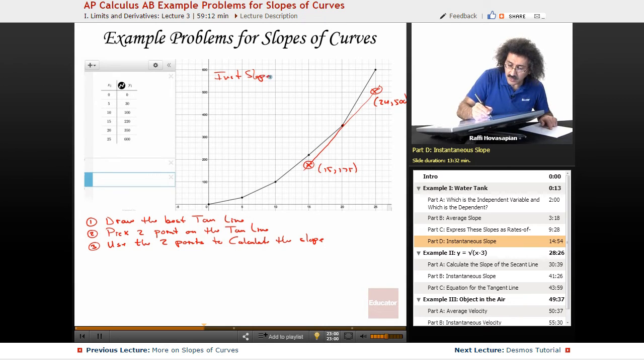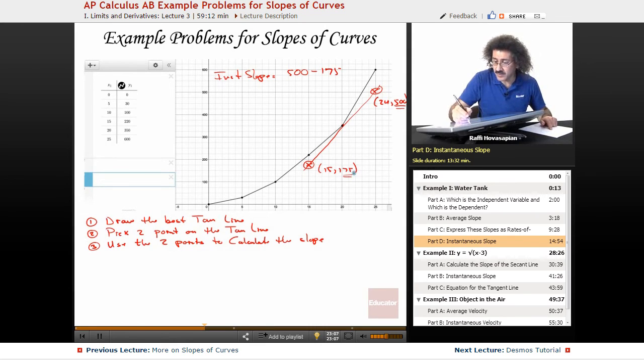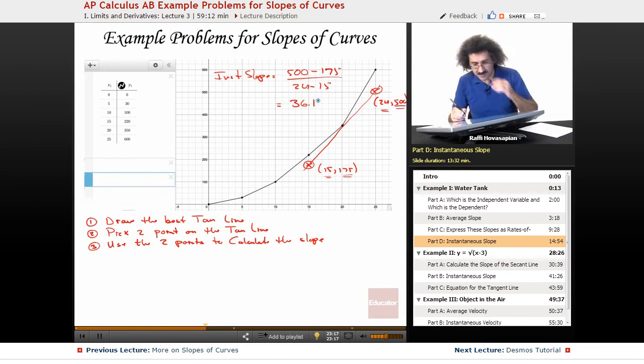So my instantaneous slope equals 500 minus 175, change in y over change in x, over 24 minus 15, and I get an answer of 36.1.